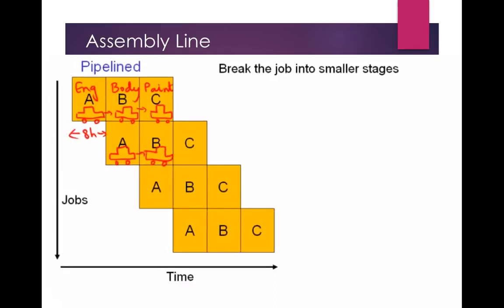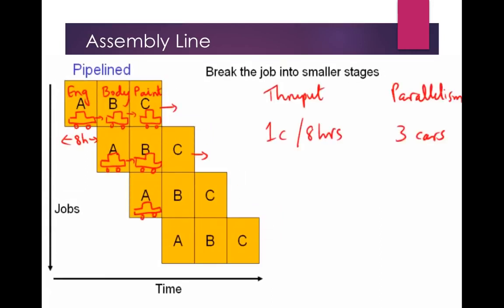Similarly, once the body part of the first car is over, we allot B for the second car. And similarly for C. When we do such things, the throughput now is one car per 8 hours. So 3 cars can be done in parallel. But initially we can do only one car because it is sequential. After finishing one particular car's manufacturing time, only then do we go for the next car.